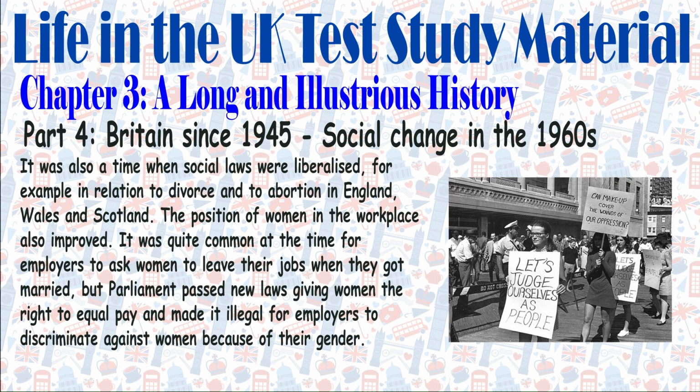It was also a time when social laws were liberalised, for example in relation to divorce and to abortion in England, Wales, and Scotland. The position of women in the workplace also improved. It was quite common at the time for employers to ask women to leave their jobs when they got married, but Parliament passed new laws giving women the right to equal pay and made it illegal for employers to discriminate against women because of their gender.